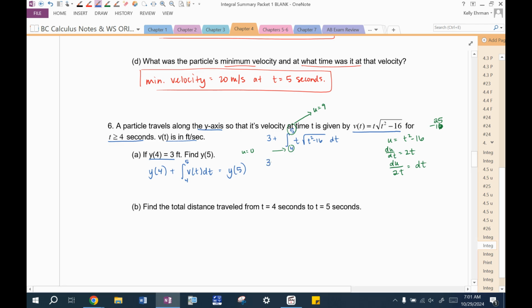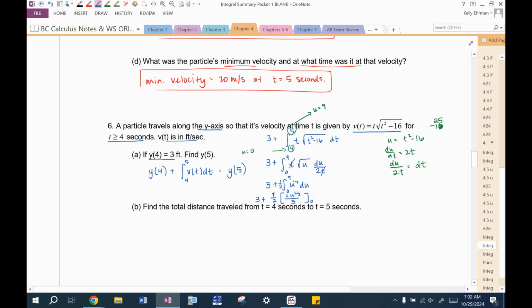So now what do we have? We have 3 plus the integral from 0 to 9 of, all right, t is going to cancel out, square root of u, dt is going to be du over 2t. So these t's cancel, so u sub worked. Let's take the 1/2 out in front. Integral from 0 to 9 of 1/2 out in front of u to the 1/2 du. And then we can integrate. So 1/2, add 1 to that, you get u to the 3/2 divided by 3/2, or multiplied by 2/3.